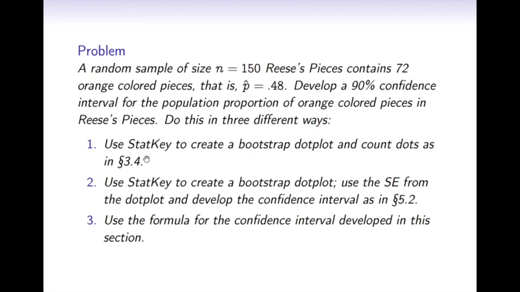Method 1 is something that we learned in section 3.4. We're going to use StatKey to create a bootstrap dot plot and count the dots, carve out the middle 90%, and give us the confidence interval. All right, that's method 1. Method 2 is commensurate with what we did in chapter 5, section 2. We're going to use StatKey to create a bootstrap dot plot, but then we're going to take the SE from the dot plot and develop the confidence interval using our formula that we learned in section 5.2.